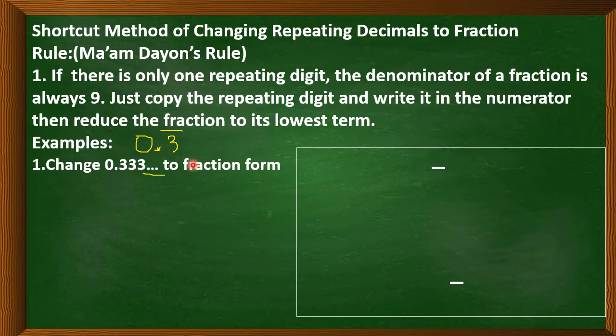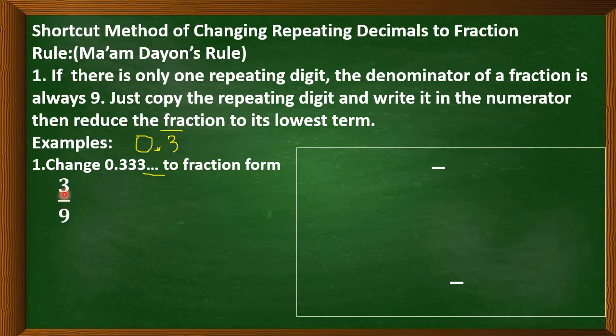Okay, so how are we going to express this in fraction form? We have here one repeating digit, which is 3. So 3 will be written in the numerator, and for our denominator we have 9. Again, where did we get 9? Rule number 1 is telling us that if we only have one repeating digit, our denominator is 9.